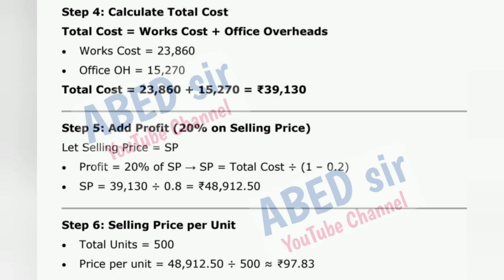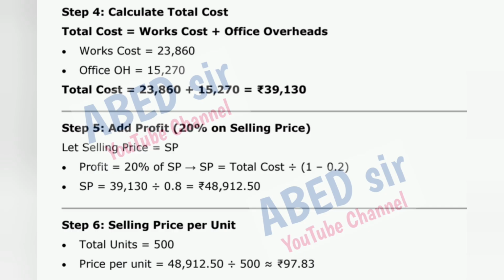Let selling price is equal to SP. Profit is equal to 20% of SP. SP is equal to total cost divided by 0.8. SP is equal to 39,130 divided by 0.8 is equal to 48,912 rupees and 50 paise. Step 6. Selling price per unit.